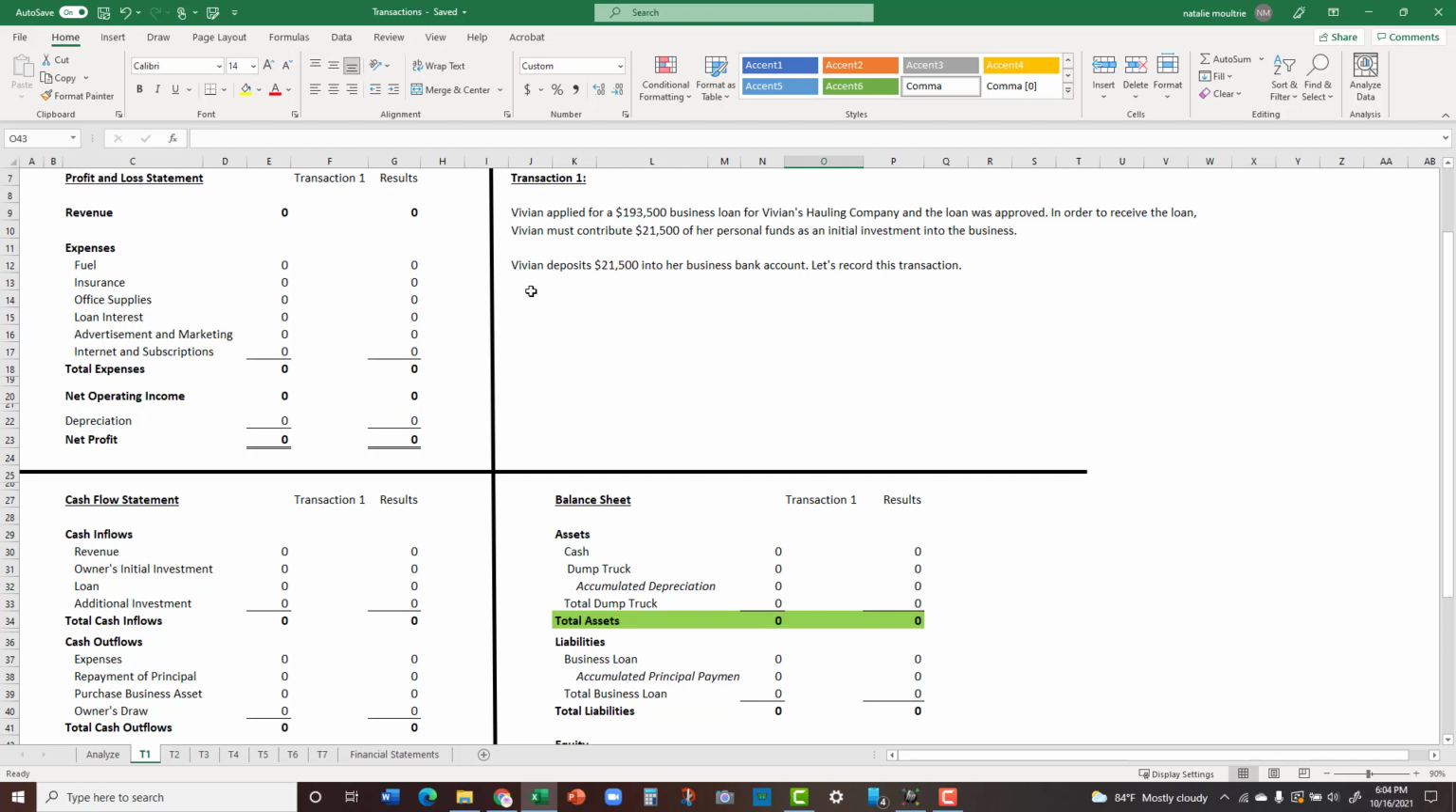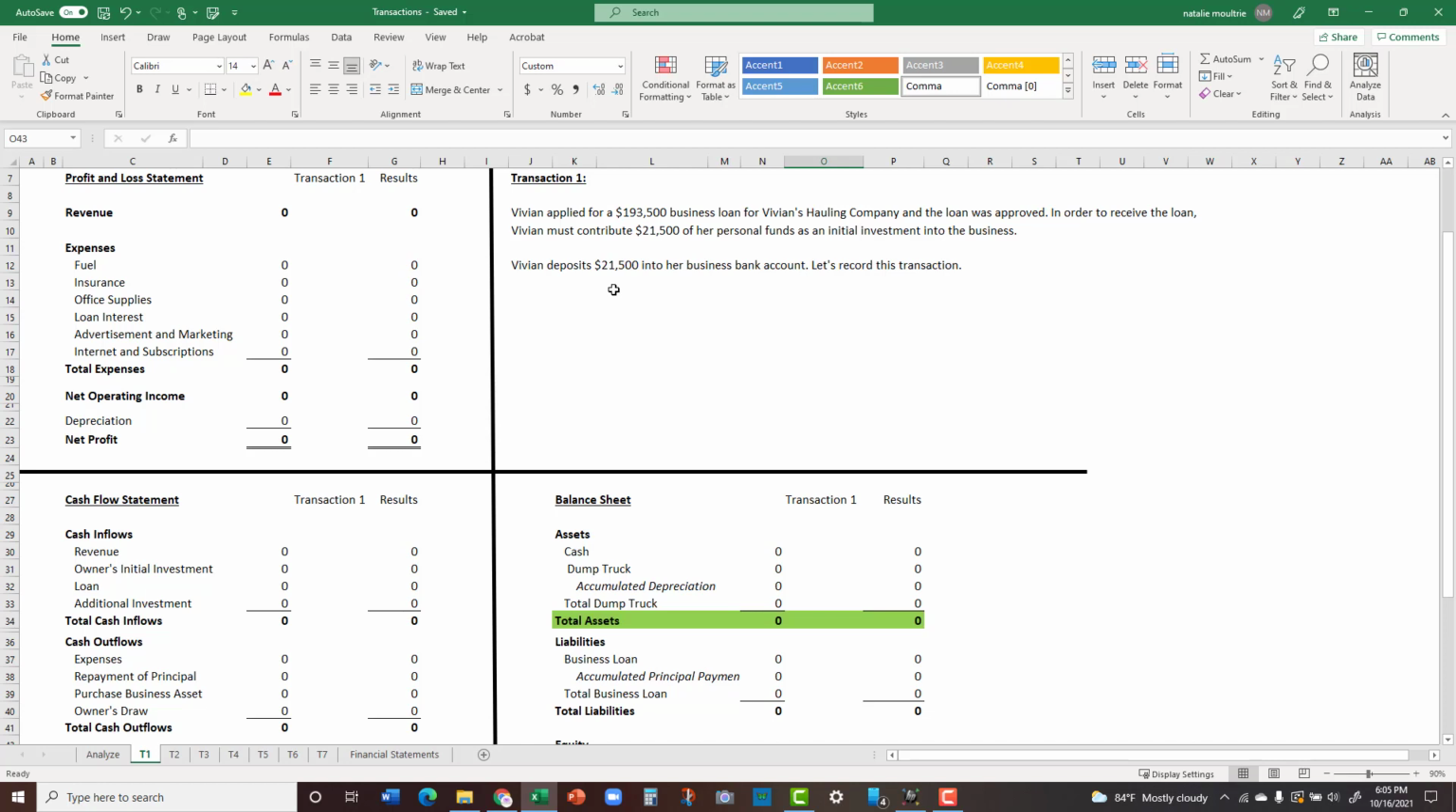Vivian applied for a $193,500 business loan for Vivian's Hauling Company, and the loan was approved. In order to receive the loan, Vivian must contribute $21,500 of her personal funds as an initial investment into the business. Vivian deposits $21,500 into her business bank account. All right, so let's record this transaction.